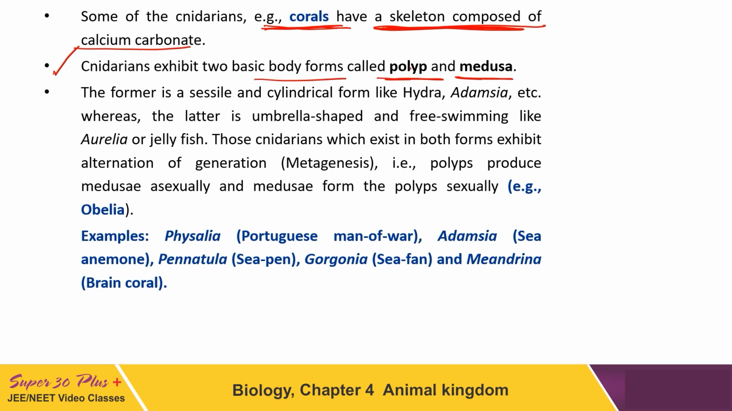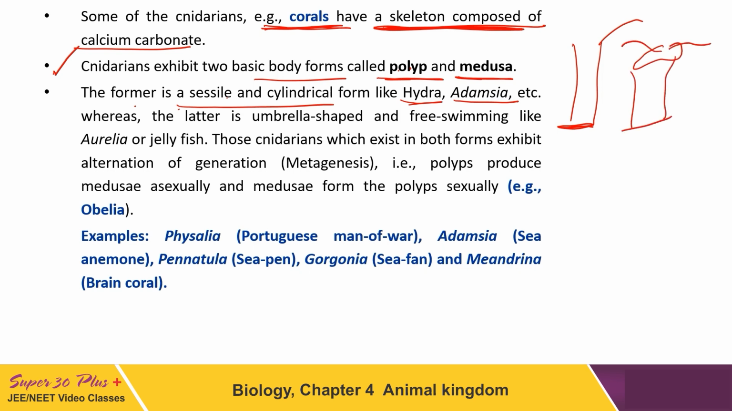The polyp, the former, is sessile and cylindrical. This is the polyp form, which is cylindrical and sessile. It remains attached at one point. For example, hydra is cylindrical, and this one is Adamsia, the sea anemone. These are the tentacles here, and these are sedentary. They do not move, right?